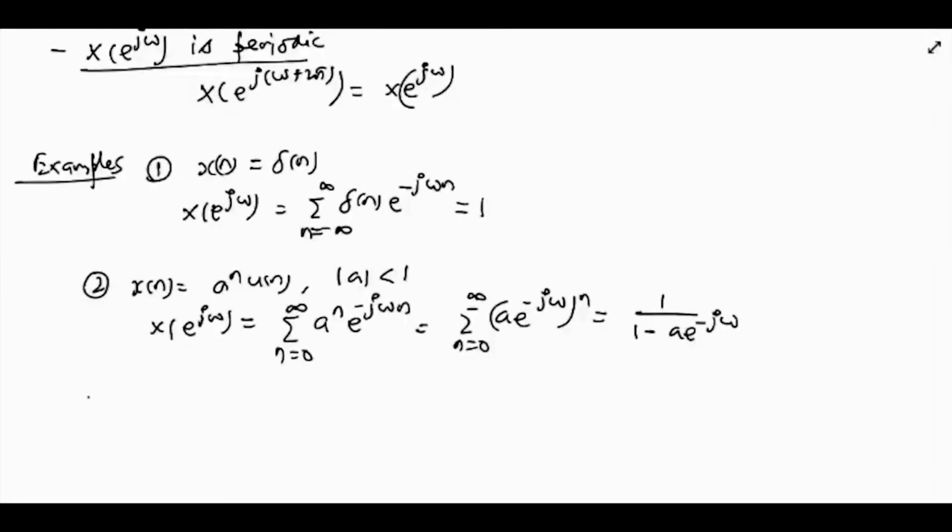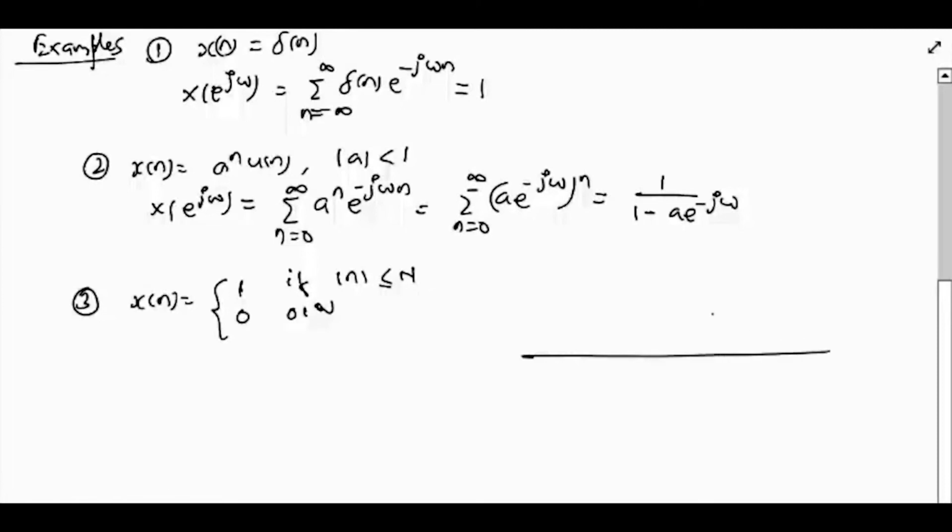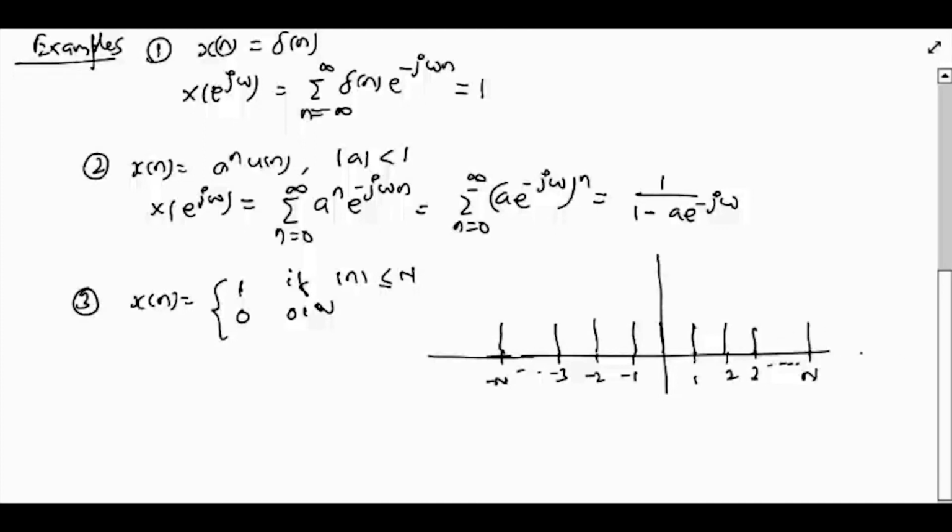Let's see one more example. Now my x[n] is 1 if |n| is less than or equal to capital N, and it's 0 otherwise. So if I plot this signal, it would look as follows. 1, 2, 3, dot dot dot up to N. Here minus 1, minus 2, minus 3, dot dot dot up to minus N. The signal is 1 at all these points, and it's 0 outside this.